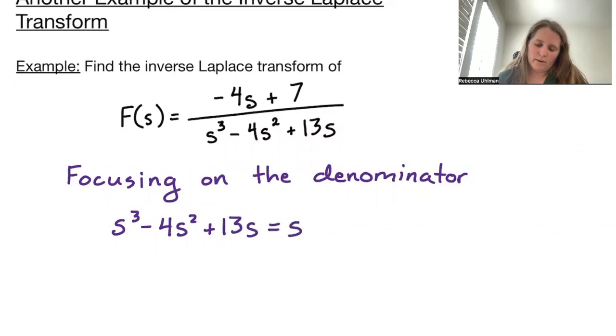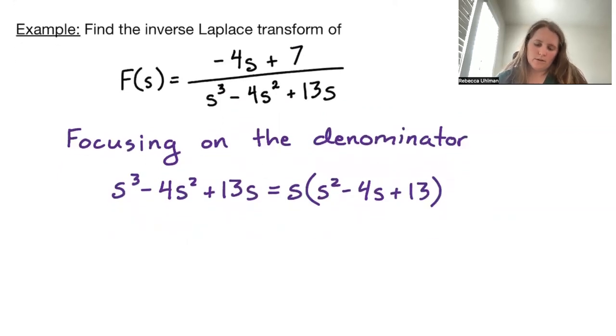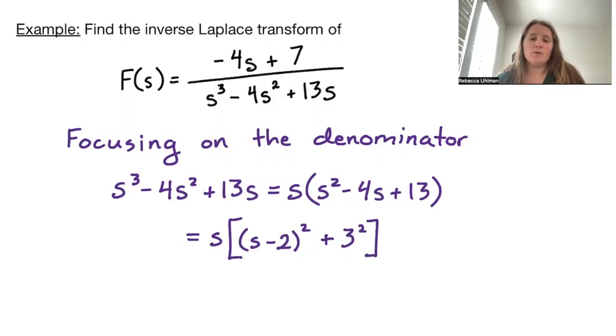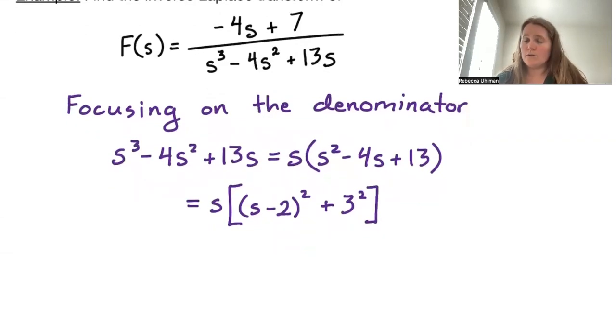We can go ahead and factor out an s. That leaves us with s squared minus 4s plus 13 inside. And then that s squared minus 4s plus 13, we can rewrite in standard complex root form. That would be an s minus 2 squared, that would be s squared minus 4s plus 4. Then we have a plus 3 squared remaining to complete our s squared minus 4s plus 13. So we essentially have factored our polynomial and gotten it into standard form.